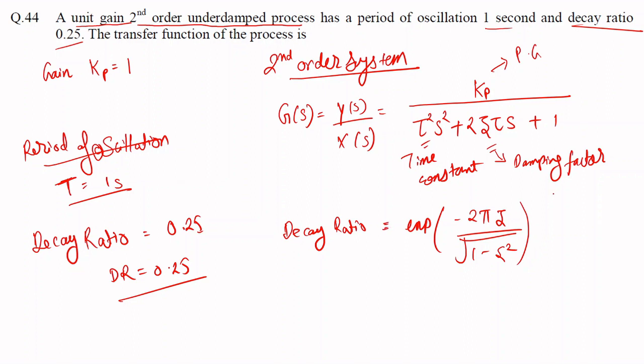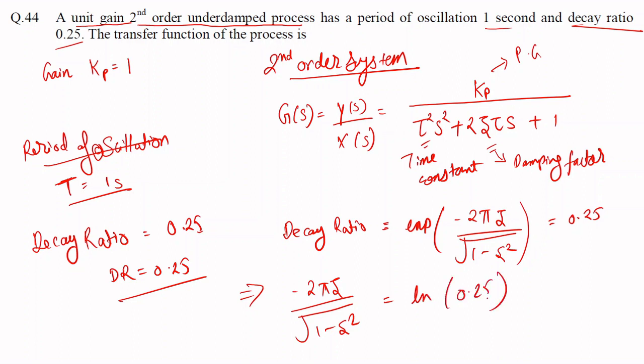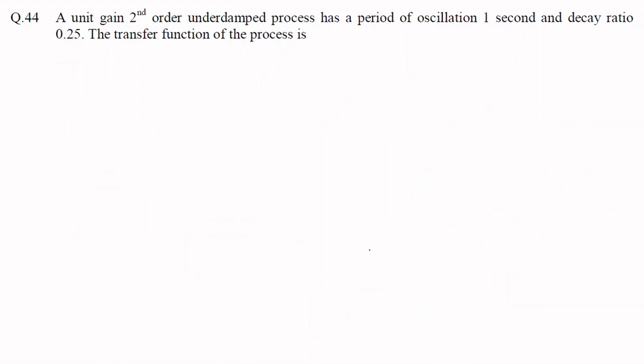So in this case we have been given this as 0.25. So we can take log on both sides of this equation, and then we will have minus 2 pi zeta upon under root of 1 minus zeta square is equal to ln of 0.25. So basically we want to find the value of tau and zeta from which we can get the original transfer function. So from the decay ratio we can find the value of damping factor, that is zeta. So we can solve that equation.